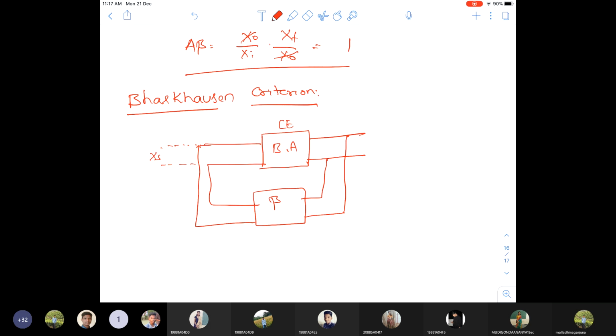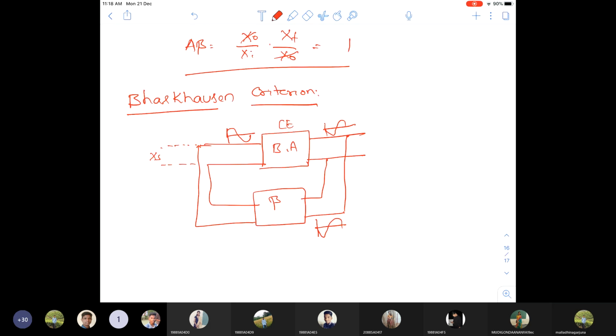Basic amplifier means, of course, we have the things like CE, CB, CC amplifiers. But we'll use only the CE amplifier. Why? Because it has a good current gain, voltage gain, moderate input impedance, and moderate output impedance. Because of these characteristics, we'll use the CE amplifier. If you give the input signal here like this, the output you will get is out of phase like this. That out of phase signal you are again feeding back like this.